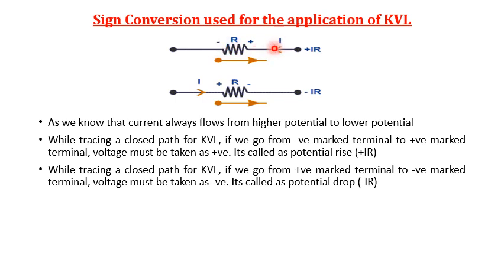Since the current direction is shown like this, I am tracing the circuit in this direction. If you go from the negative marked terminal to the positive marked terminal, the voltage must be taken as a positive value. This is called a potential rise, since this value is taken as plus IR.